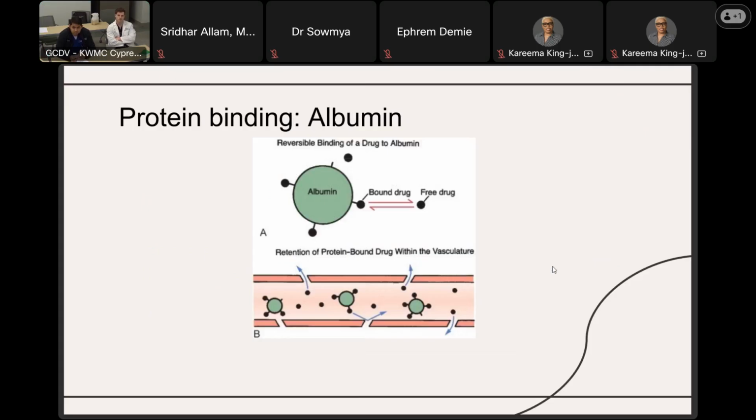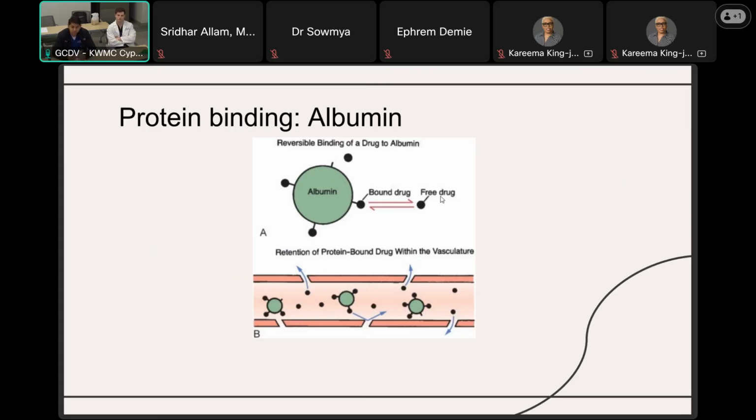So let's talk about protein binding. A lot of the medications are bound to albumin. I'm trying to show in this picture that there is albumin, there is a bound fraction of the molecule that is bound to albumin, which is in equilibrium with the free drug. For a lot of the medications that are protein bound, their effect comes from the free drug levels, which means the therapeutic effect as well as the adverse effects are dependent on free drug.